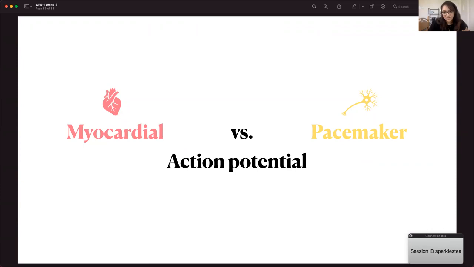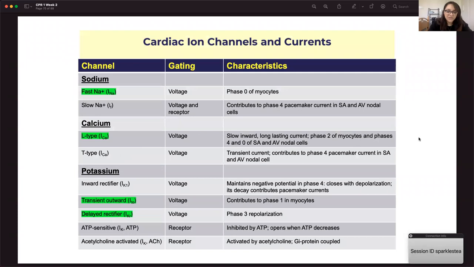Okay, so for your oxygen potential lecture, pretty much all you really need to know is memorizing the different phases and which channels are opening and where the ions are flowing. So you have two graphs that you're going to focus on, and that's pretty much all you really need to know for this lecture. So the next slide is just going to be a table for you guys to go over in your own time.